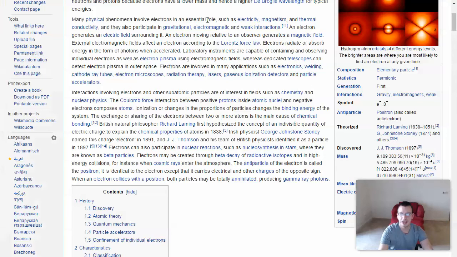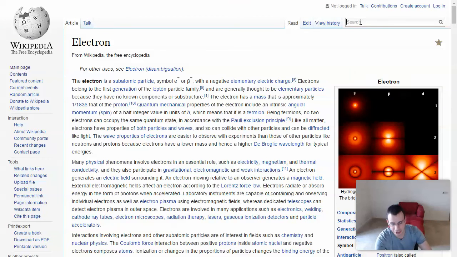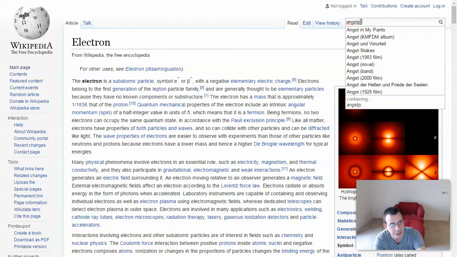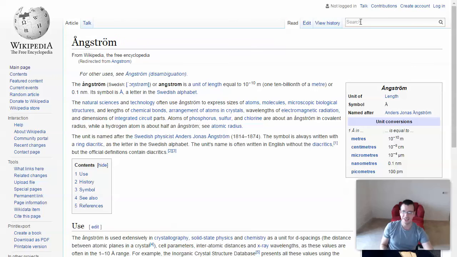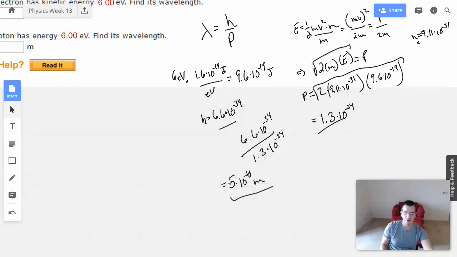I know this doesn't matter to you guys, you don't care. I'm still going to look it up because at this point I am curious. Angstrom. I think an angstrom is just a tenth of a nanometer. Yep. I don't know why they made a whole extra unit for that.